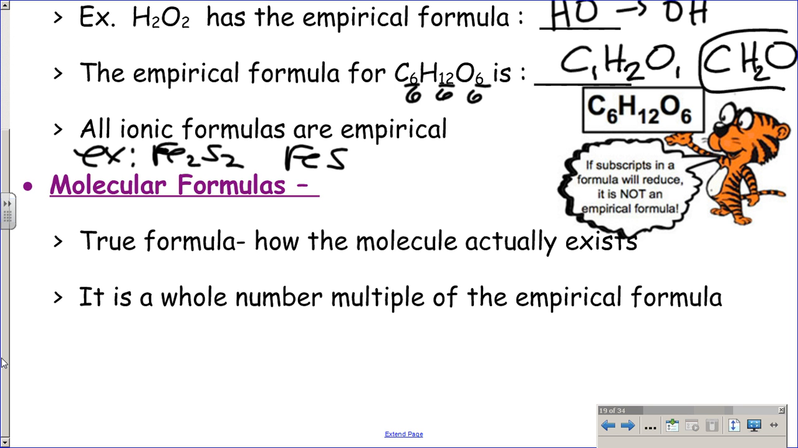Molecular ones are called the true formulas. They're literally what exists in the molecular form. No reducing needed. If I want to know the true number of carbons, the true number of hydrogens, and the true number of oxygens, I don't reduce. So in my previous example up here, my true formula for glucose is not C1H2O1. That's not what glucose is. Literally, glucose is C6H12O6. I'm essentially telling you it's the unreduced version of whatever you were talking about.